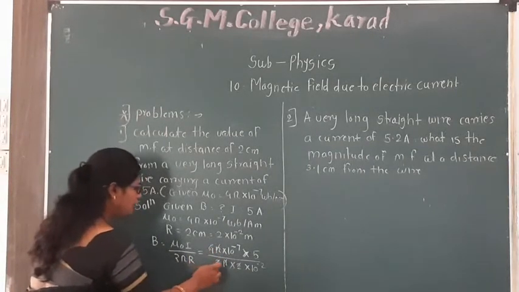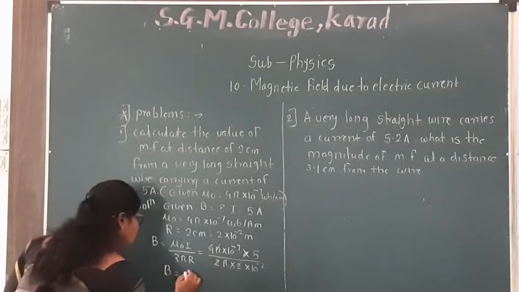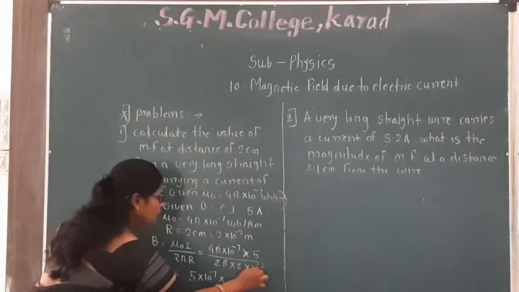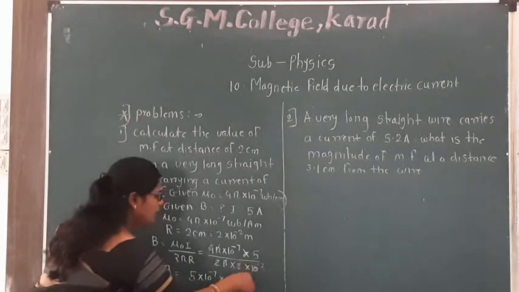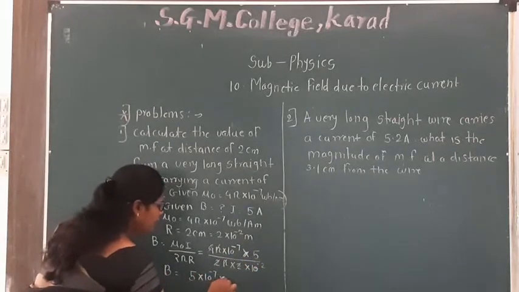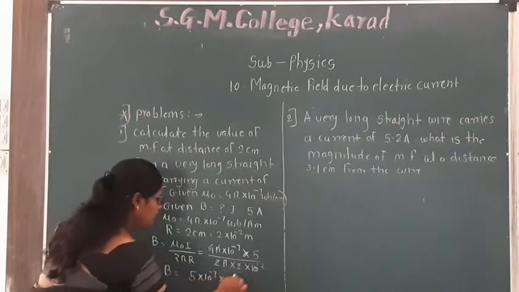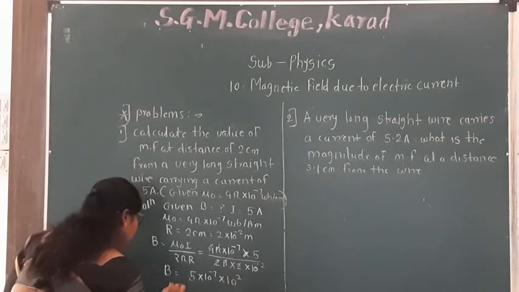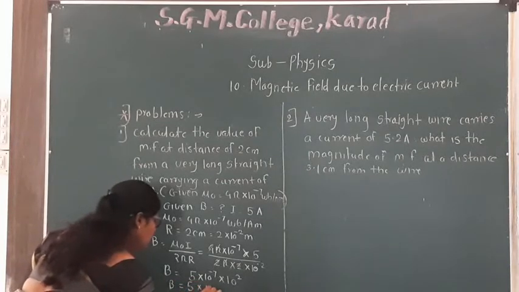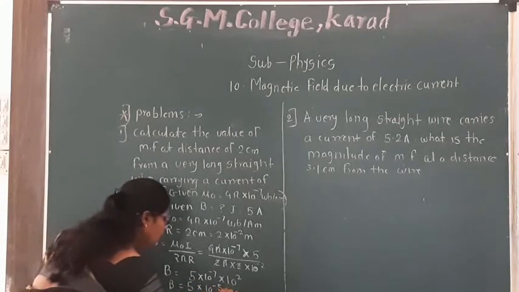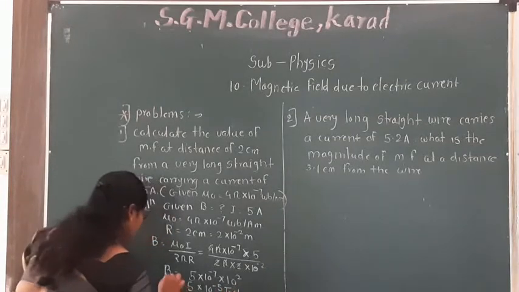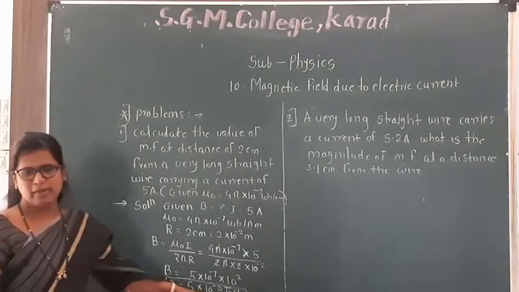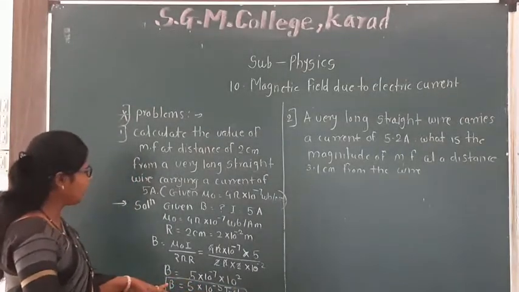Here 4 also cancels. Now the remaining terms: B is equal to 5 into 10 raised to minus 7 into the denominator term, which goes upward. Since it is minus 2, we get plus 2. Now minus 7 and plus 2, so B is equal to 5 into 10 raised to minus 5 Tesla. That is the solution of this problem. B is equal to 5 into 10 raised to minus 5 Tesla. That is the magnetic field.